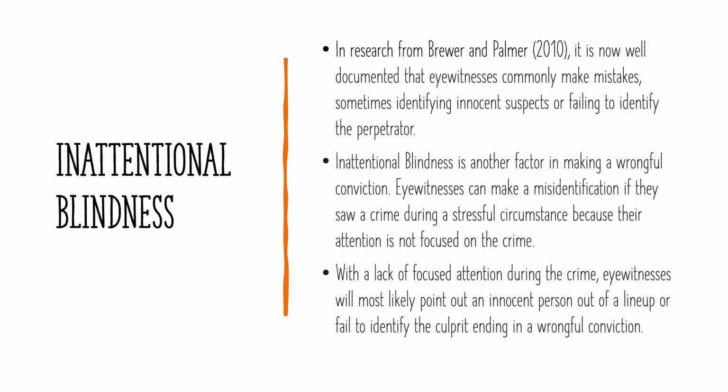Along with post-event information and memory distortion, inattentional blindness is another factor in making a wrongful conviction. Eyewitnesses can make a misidentification if they saw a crime during a stressful circumstance because their attention is not focused on the crime.